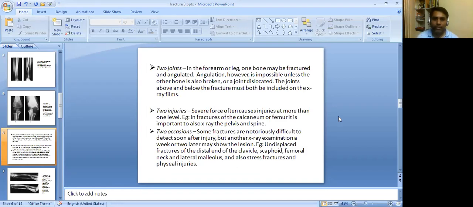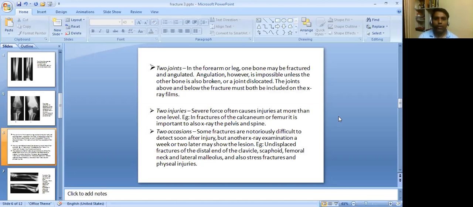Then two injuries. Severe force often causes injuries at more than one level. Example, in fracture of the calcaneum or femur, it is important to also X-ray the pelvis and spine.